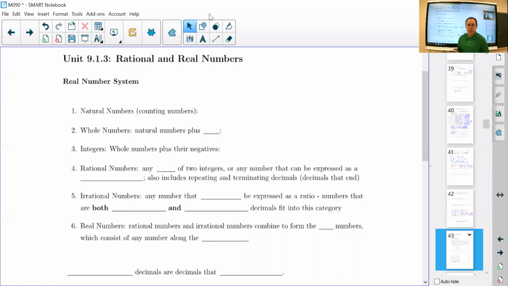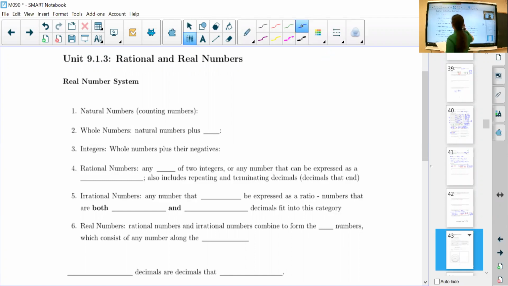Okay, welcome to page 43. Got rational and real numbers. So the real number system has a number of different categories. Let's start with the natural numbers. Those are kind of the most basic.